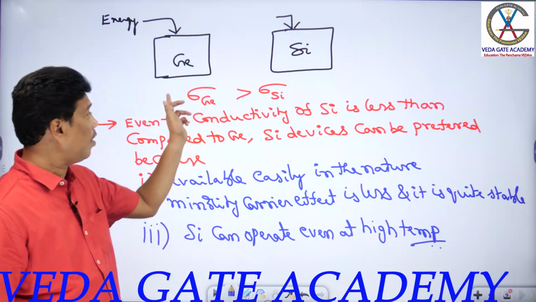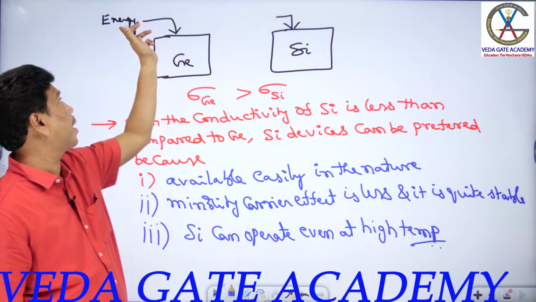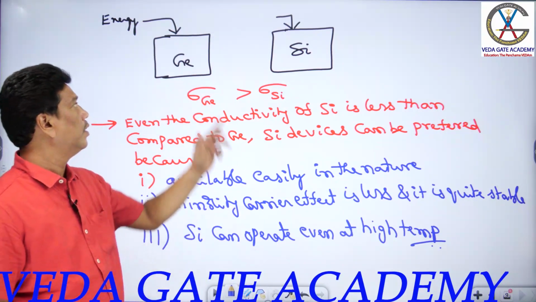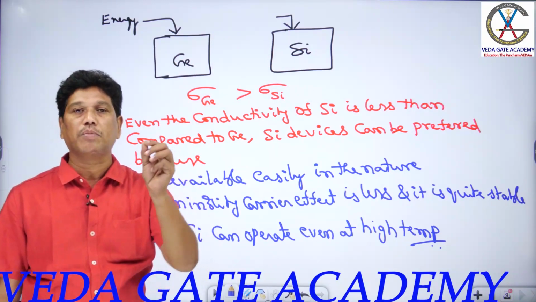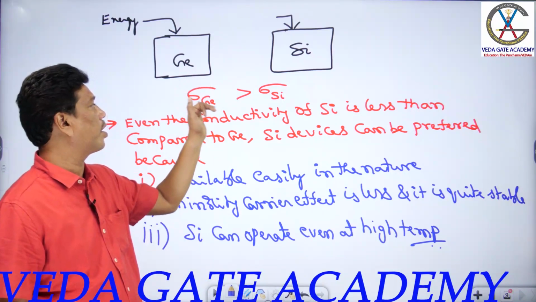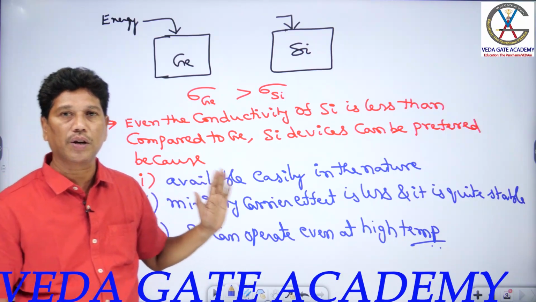So why does this germanium body have more conductivity compared to silicon? Even if you apply the same input energy, the only thing is that germanium resistivity is less compared to silicon. The resistivity of germanium is very much less compared to silicon. Based on that, the germanium body can have more conductivity compared to silicon. That's the main reason. No other reason for that.